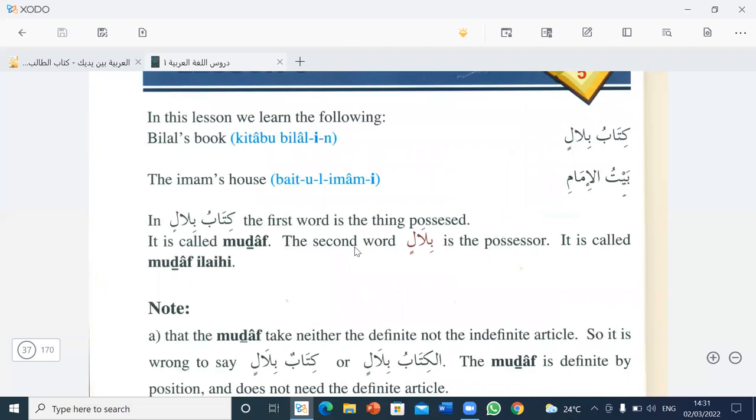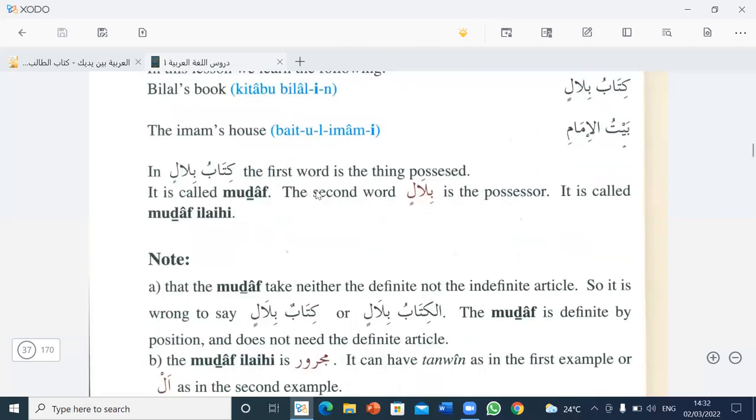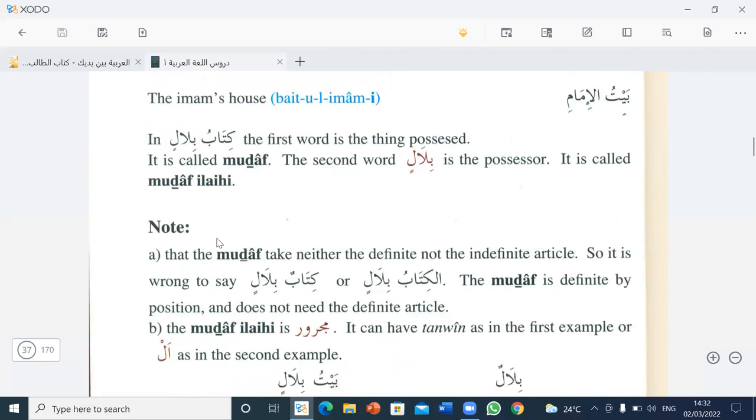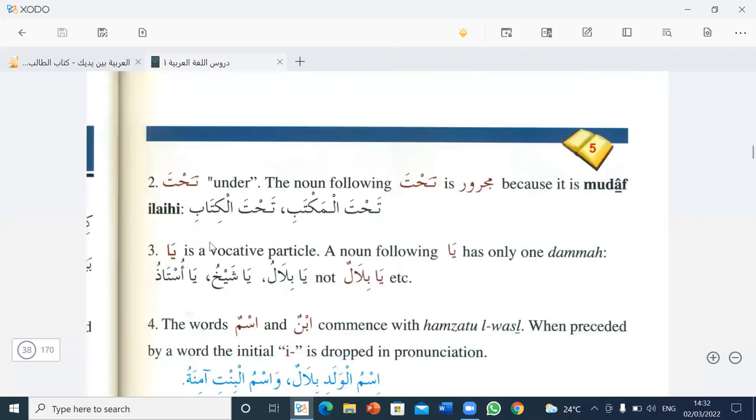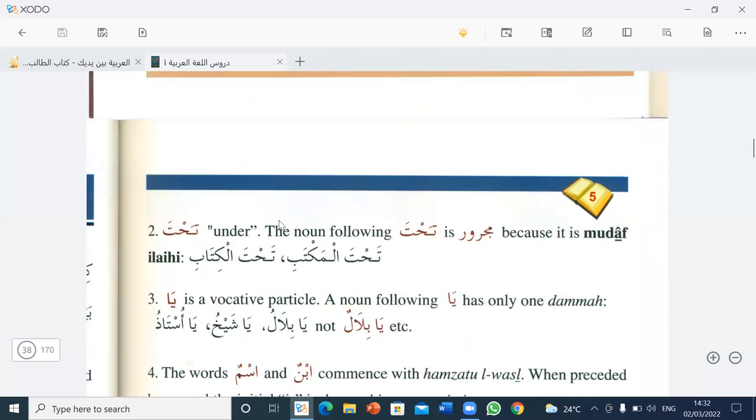Yes, teacher. Right to read. Okay, teacher. Bismillah. In this lesson, we learn the following. Kitabu Bilalin, Bilal's book. Baitul Imami, the Imam's house. In Kitabu Bilalin, the first word is the thing possessed. It is called mudaf. The second word, Bilalin, is the possessor. It is called mudaf ilaihi. Note that the mudaf takes neither the definite nor the indefinite article. What happened? Are you missing, teacher? Yeah.